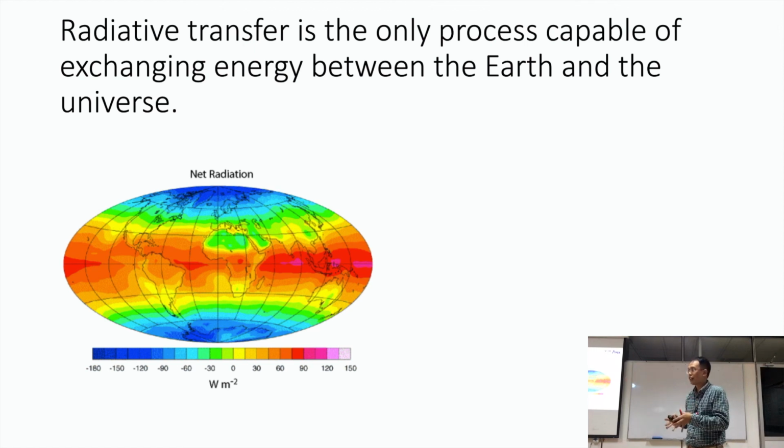And this particular energy is the one that drives the climate, drives the weather, and drives the pollution and so on.